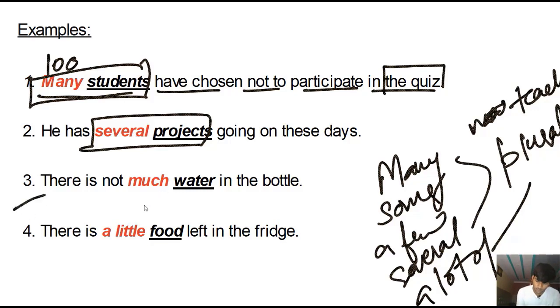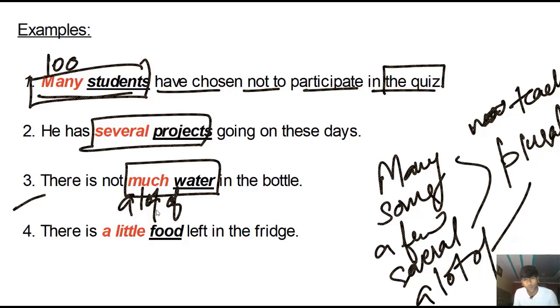There is not much water in the bottle. Not much water. Water is uncountable, you cannot count it. Since it's uncountable, I'll use much. There is not much, like not a lot. There is not a lot of water. I can also say a lot of. A lot of can be followed by a countable noun or an uncountable noun. It is, I think, the only quantifier that is used with both countable and uncountable nouns. Okay.